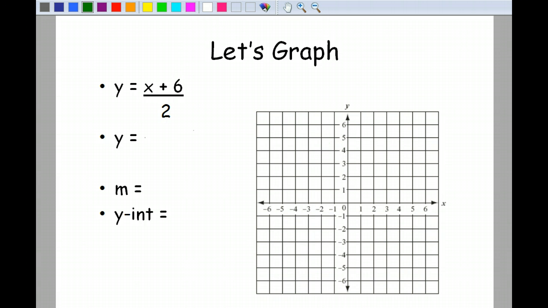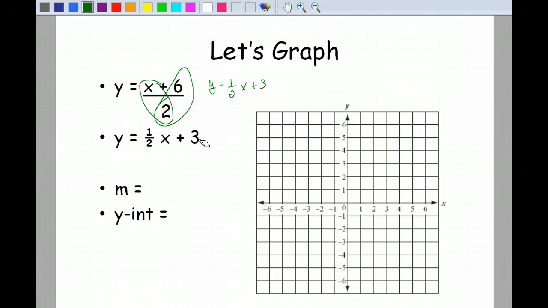Okay, now let's graph this one. Uh-oh, I've got a fraction, x plus 6 all over 2. So the first thing I'm going to do is I'm going to divide this up again. So that's going to give me y equals 1/2 x. 6 divided by 2 is 3. So I've got y is equal to 1/2 x plus 3.